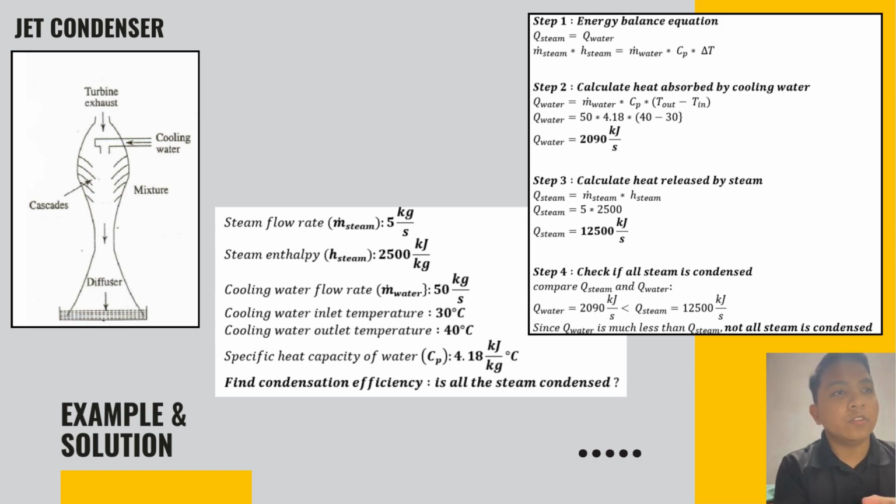Step 4, we need to check if all the steam is condensed. So we need to compare Q steam and Q water. The Q water we get is 2090 kJ per second, which is less than Q steam, equal to 12,500 kJ per second. So since Q water is much less than Q steam, not all the steam is condensed. So that's all from me.